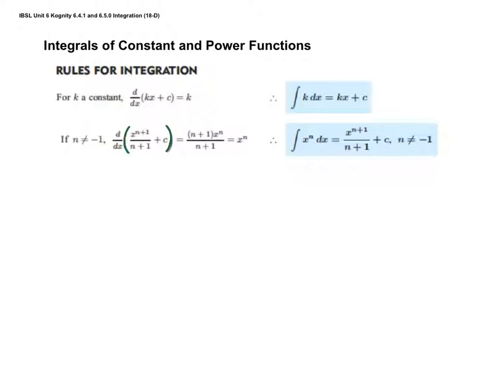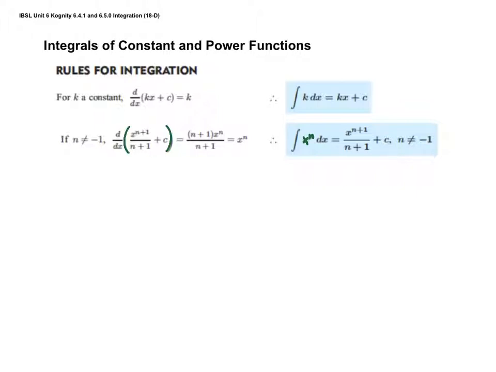If I am taking the integral of x to some power, then I am going to add 1 to the power and divide by the new power. And then there's a plus c at the end. So that's why we got the integral of x squared is x cubed over 3. Add 1 to the power, divide by the new power.